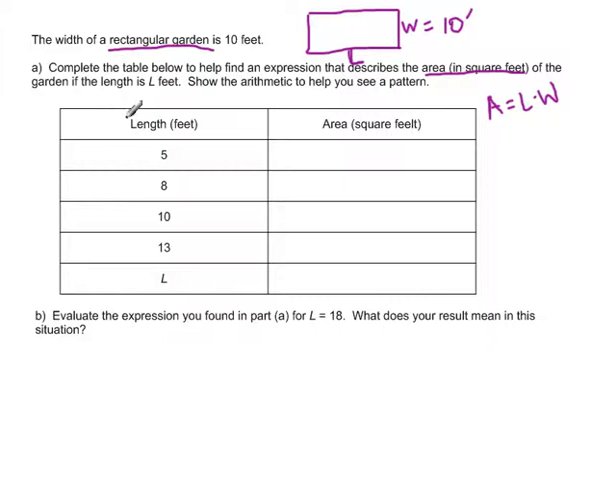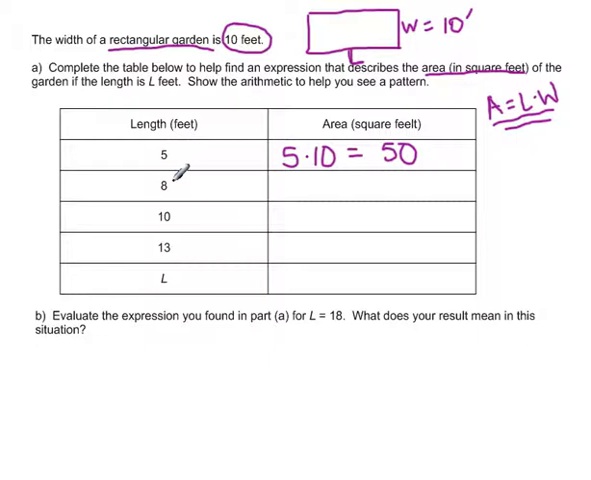In the first row of my table, they're telling me that the length is 5 feet. So if the length is 5 feet, the width hasn't changed, right? The width is always going to be 10 feet. So if the length is 5 feet and the width is 10 feet, remember that the area is the length times the width. So that would give us a total of 50 square feet.